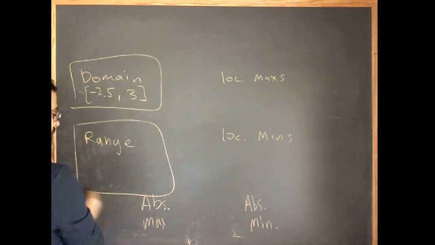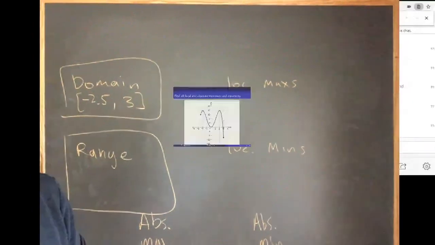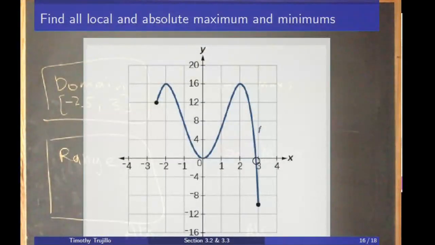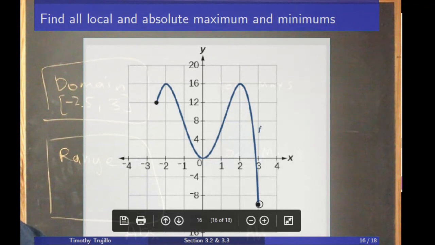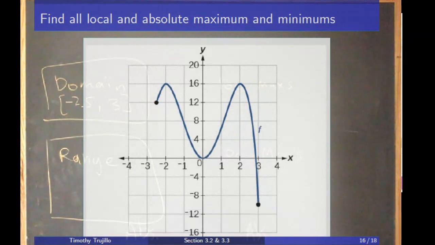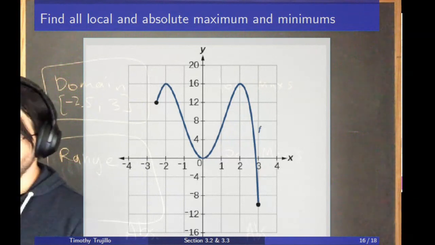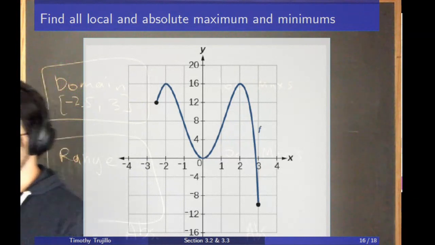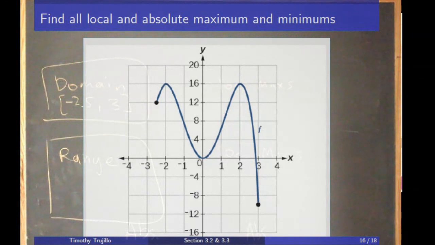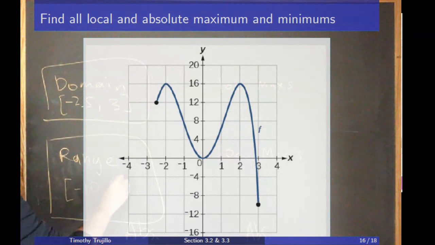Let's think about the range now. So let's come back and look at the range. What do the y values range between? So the smallest y value is over here, and the largest y value is up here. Okay, and we're halfway between -8 and -12, so that's certainly there at -10. Okay, so we're going from -10 all the way up to 16, and we include both of them because we reach both of those values.